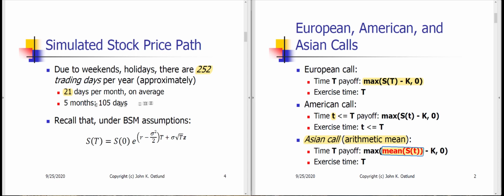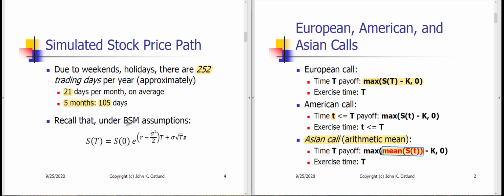And if we want to use the same 5-month time period for our Asian call as we have used in our examples for the European call and the American call, what that means is that we're going to need to simulate and then record stock prices for 105 days between the initial time and the final time.